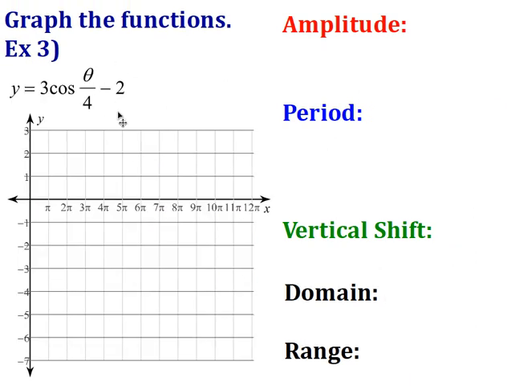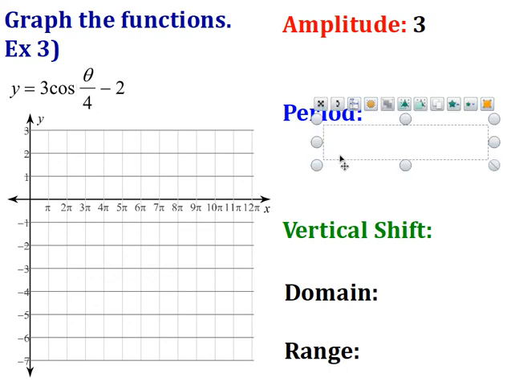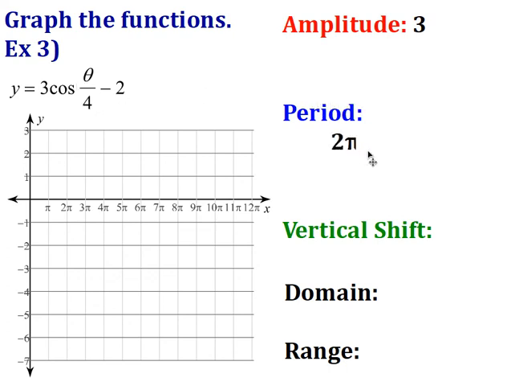All right. Now with our example 3, we see that we're going to have a vertical shift. We're going to start with our amplitude. Number out front, that doesn't change. Our period, we're going to take 2 pi, divide by 1/4. That's going to give us 8 pi. That's where we're going to stop. Then our vertical shift is at -2.